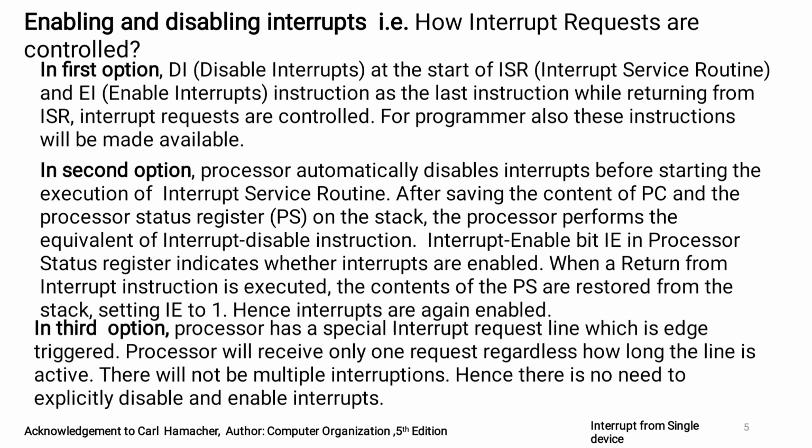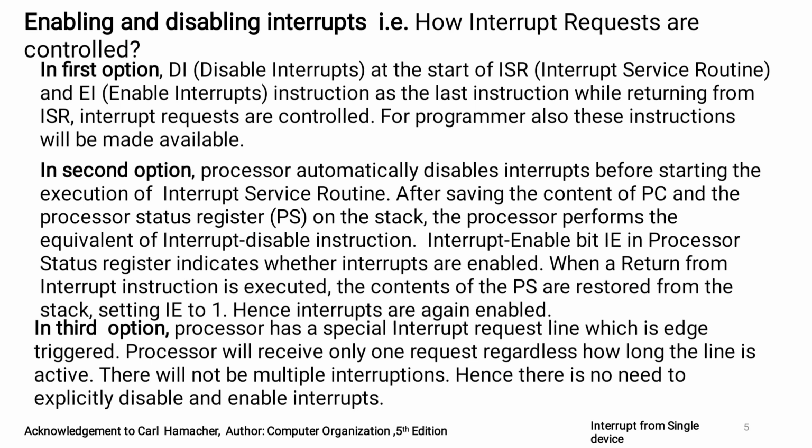In the first option, DI, disable interrupt, is the instruction that is made available to the programmer also. In the ISR, that is the interrupt service routine, the first instruction will be DI, disable interrupts. It will make one bit in the processor status register 0, that is, the interrupt enable bit is made 0, meaning the interrupts are disabled. No other device can interrupt the processor now. Then the processor executes the ISR.